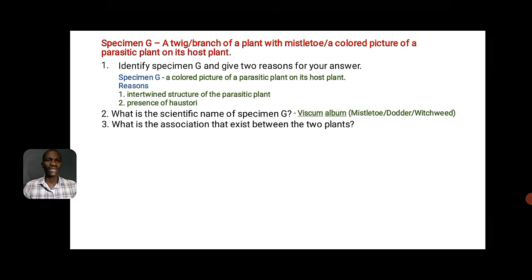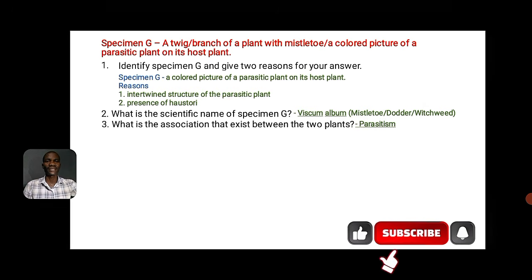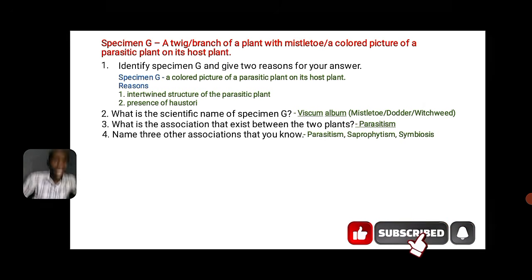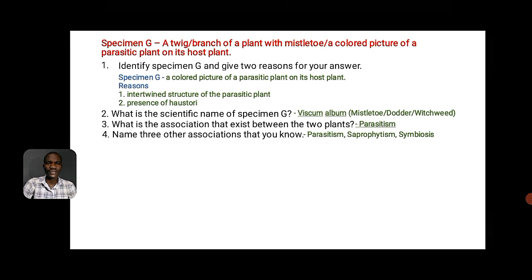Number 3, what is the association that exists between the two plants? So the association is simply parasitism. Number 4, name 3 other associations that you know. We have saprophytism, symbiosis, commensalism, cannibalism, and so on and so forth.